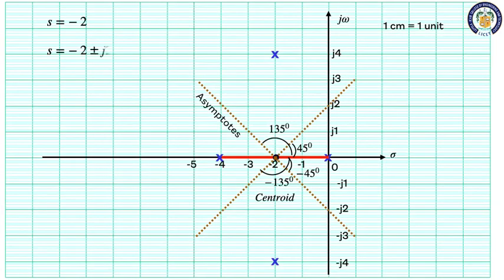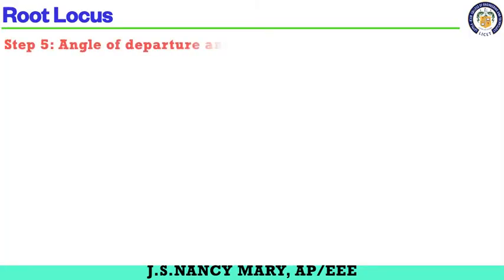Okay, now you go back to this one. Mark the value of s as -2, the breakaway point, with the pink color dot. Again, -2 plus j2.5 and -2 minus j2.5. I have marked all the breakaway points. Now we have to find the angle of departure and angle of arrival. So let us move on to the next part, that is angle of departure and arrival.